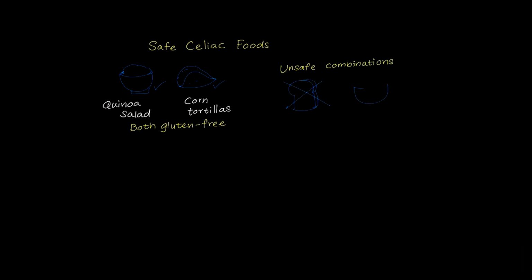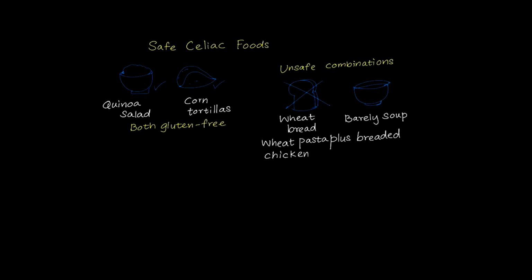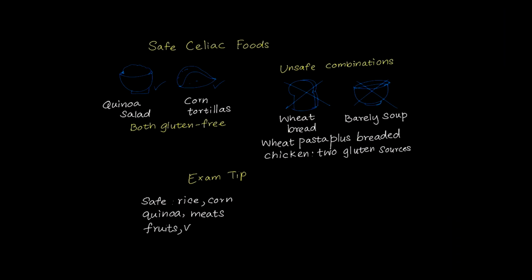Whole wheat bread and barley soup are double failures because both contain gluten proteins that trigger the autoimmune attack. Wheat pasta and breaded chicken sneak in wheat in two places, the pasta itself and the breadcrumb coating. Regular beer is brewed from barley, and rye crackers are made from rye flour, so that combination doubles the exposure. Patients need to read labels obsessively and trust specifically labeled gluten-free products for anything processed.